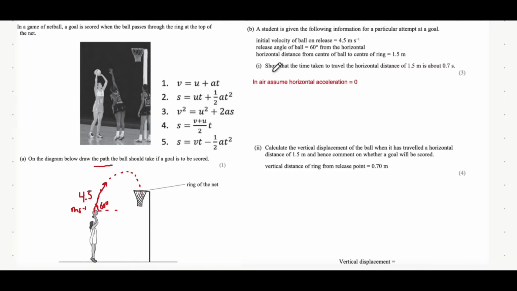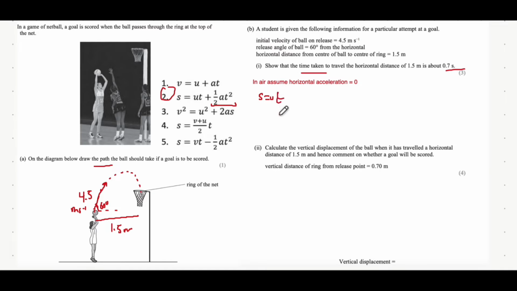The horizontal distance from the center of the ball to the center of the rim is 1.5 meters. And it's asked you to find the time taken and show that it's 0.7 seconds. Okay, so let's break it down. First of all, we know that in air, we can assume that horizontal acceleration is 0. If we look at equation number 2, that means that the whole of the half at squared just equals 0, leaving you with s equals ut.